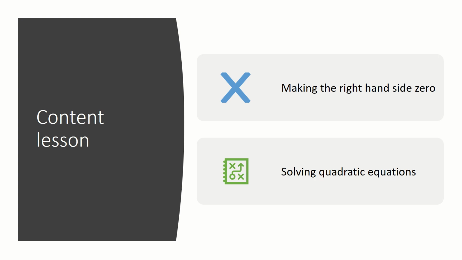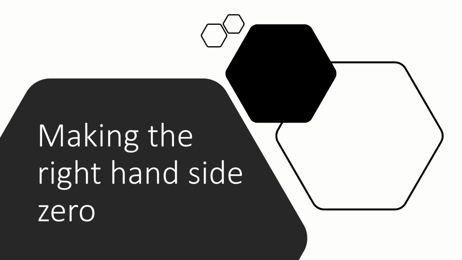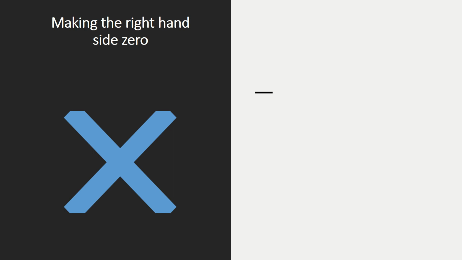This is the last part of 7.4 and it's theory C in your book. So first of all we're going to have a look at making the right hand side 0 and afterwards solving quadratic equations. We've already done this theory, making the right hand side 0, but we're going to do a little bit of a revision.